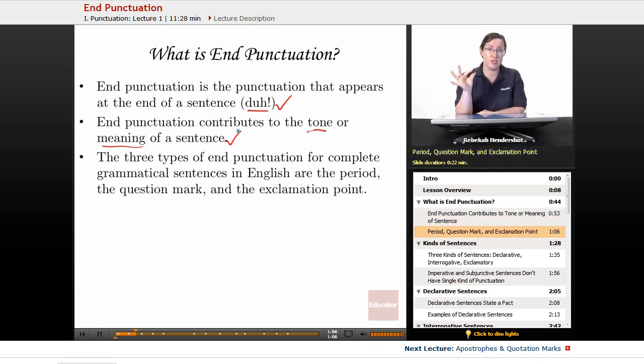Now, the three types of end punctuation for complete grammatical sentences in English, I'm not talking about fragments here, I'm not talking about funky punctuation that somebody just made up or stuff you find in comic books that who knows where they got it. Grammatical sentences, three punctuation marks. They are the period, the question mark, and the exclamation point, also called the exclamation mark.